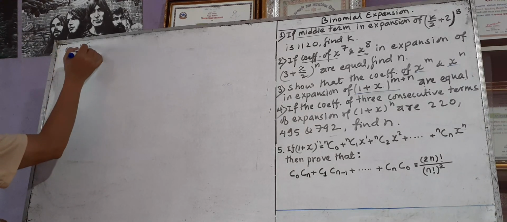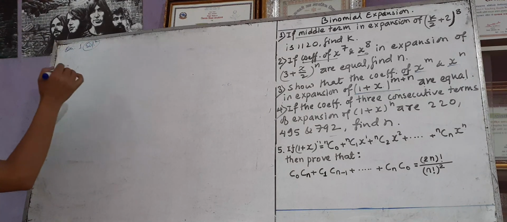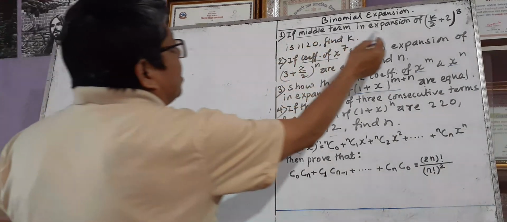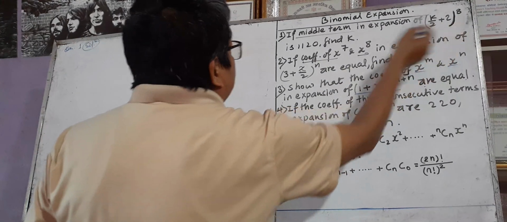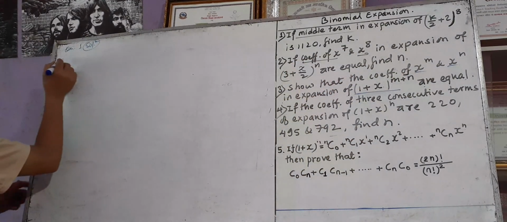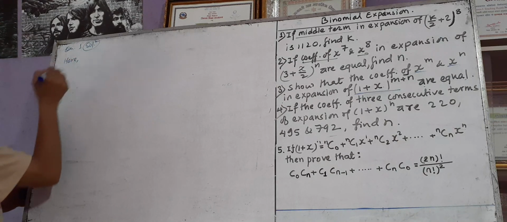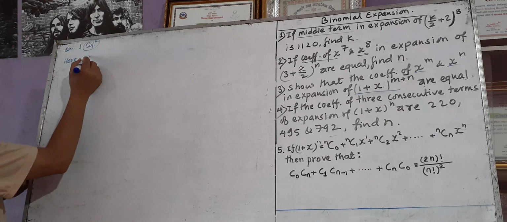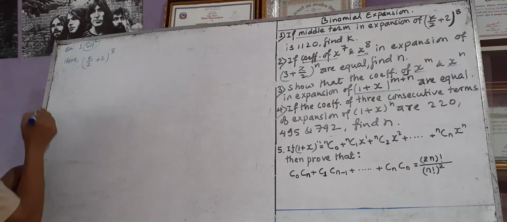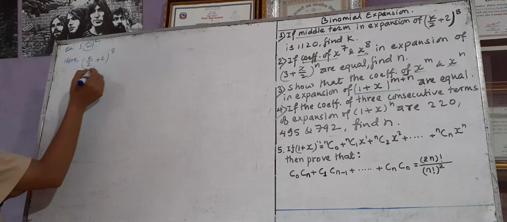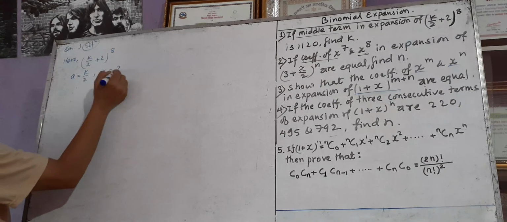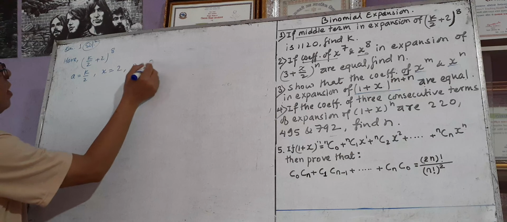Question number 1, solution. So what do we have in question number 1? The middle term in the expansion of (k/2 + 2) to the power 8 is 1120. Find the value of k. So here the given binomial is (k/2 + 2) to the power 8, and so a is k/2, x is 2, and n is 8.